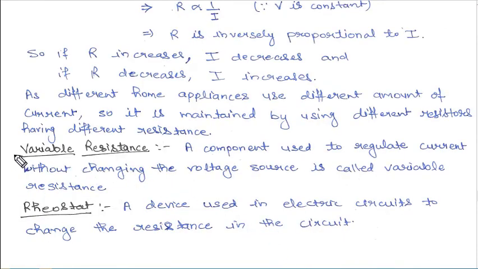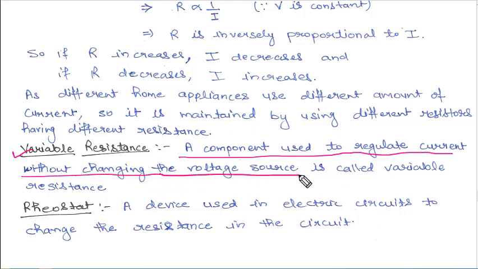So to get different resistance in an electric circuit, we use a variable resistance. Now what is a variable resistance? As its name suggests, variable means such type of resistance whose values can be changed. So variable resistance is a component used to regulate the current without changing the voltage source. That means we can regulate the current by using a variable resistance without changing the voltage source, because voltage is fixed in the domestic circuit.